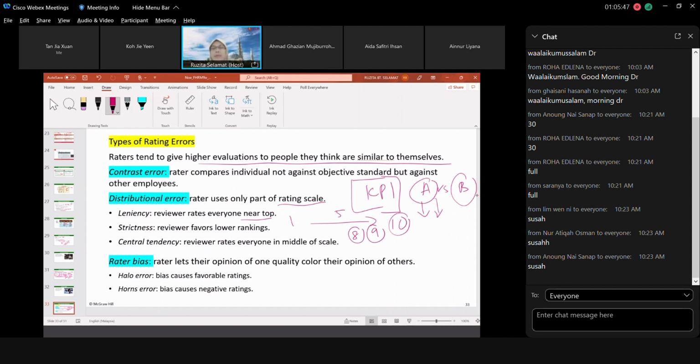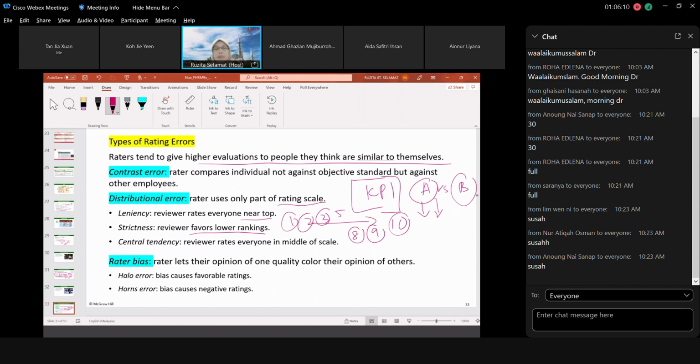Tak mungkin lah, at one time, all employees have what I call this bad performance. Jadi ni, rater yang favors lower ranking. Kalau ada scale 1 to 10, dia akan beri 1, 2, 3 sahaja. For example. Kena quote sangat dengan markah. Alright, that is lenient strictness error.